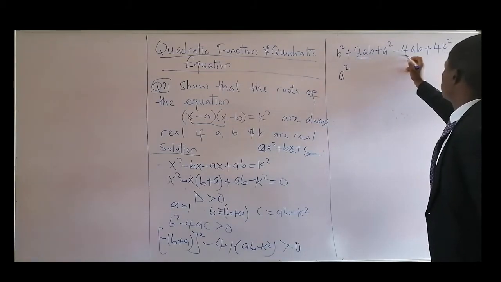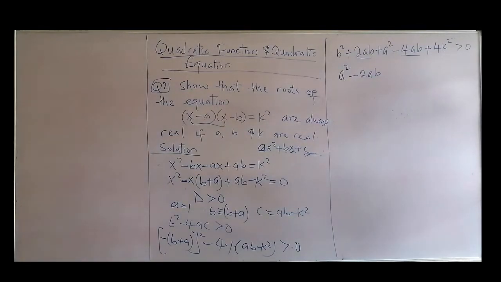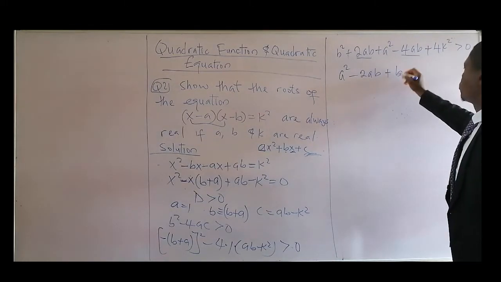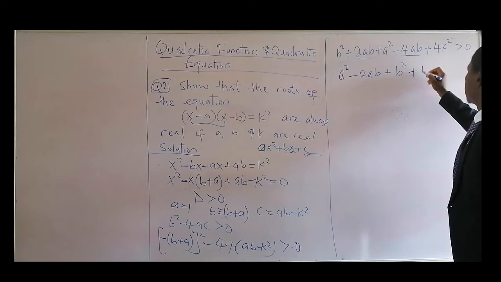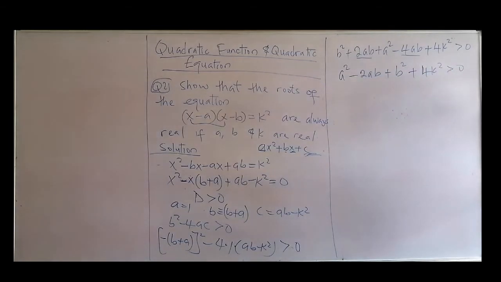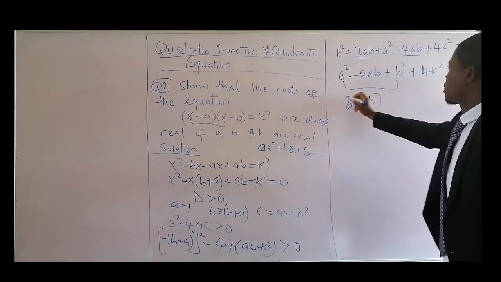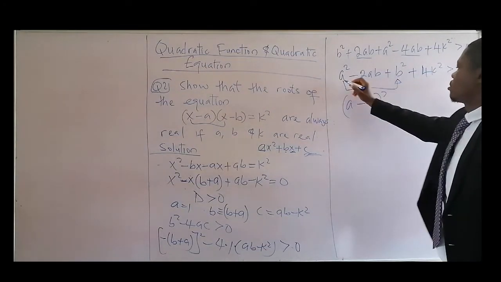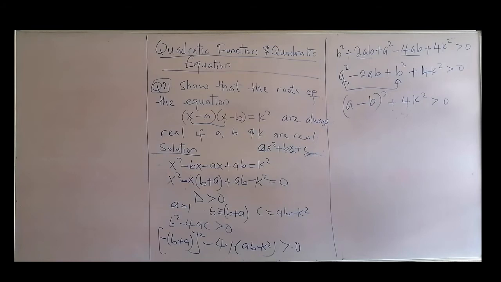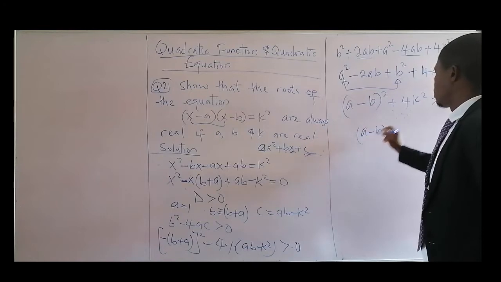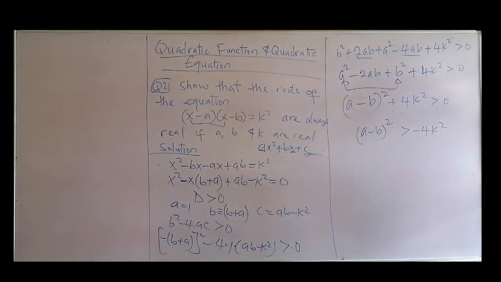So that's what we have in that case. Then plus 2ab minus 4ab, that's minus 2ab, then plus b squared plus a squared plus 4k squared greater than 0. This one turns to a perfect square, which is equal to (a minus b) squared plus 4k squared greater than 0. So that one is done. Then the next thing to do is to move this one to the other side. So (a minus b) squared is greater than minus 4k squared. So that is that on that case.